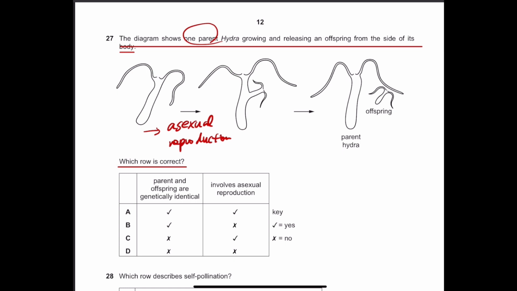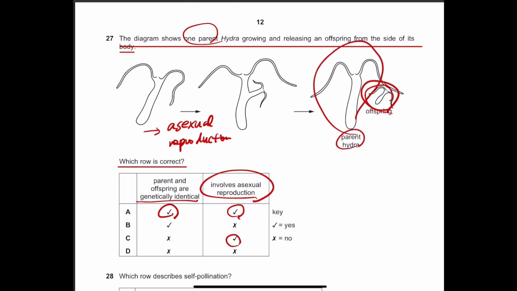So which row is correct? Parent and offspring are genetically identical. Involves asexual reproduction. Yes, it involves asexual reproduction, just like I said. So the answer should be either A or C. And parent and offspring are genetically identical. Yes. The feature of asexual reproduction is that it will only create offspring that are clones. So this offspring is exactly the same as the parent. Okay, that's a feature of asexual reproduction. So A is correct for this one.